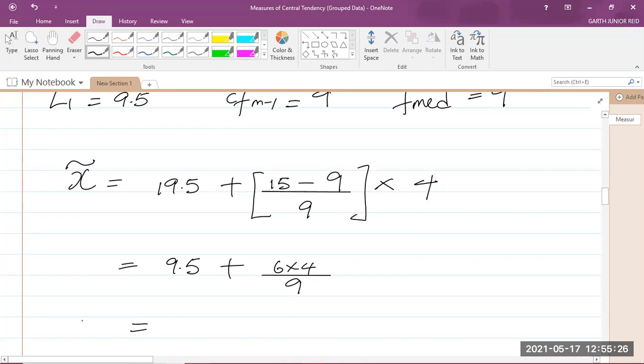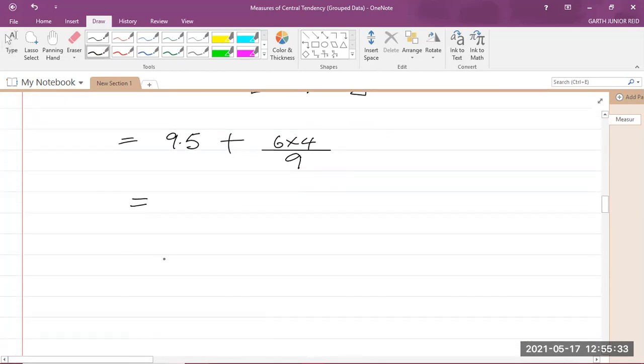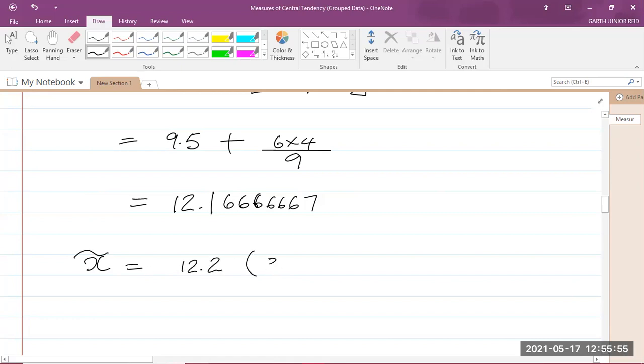So this is now equal to, if you put those values in a calculator now, right, you would get 12.1, 6 sixes and a 7. All right, and remember that we need to round this now to 3 significant figures, which is equal to 12.2. All right, that's 3 significant figures.